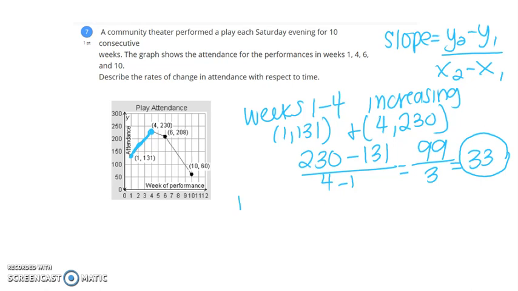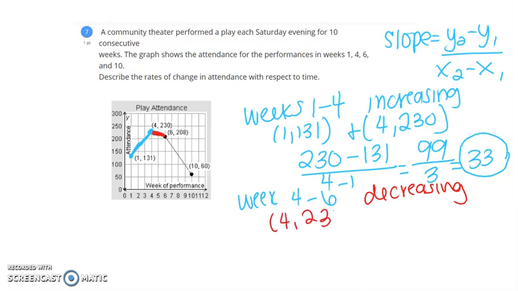Okay, if we look at weeks 4 to 6, you're going to notice that it's decreasing here. So our attendance was decreasing after 4 weeks. Again, let's look at our coordinates. So (4, 230), and then at week 6, we were down to 208 people.